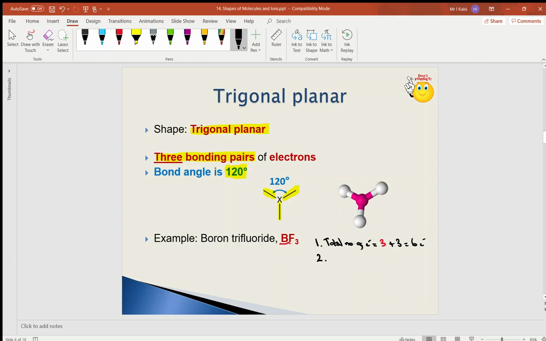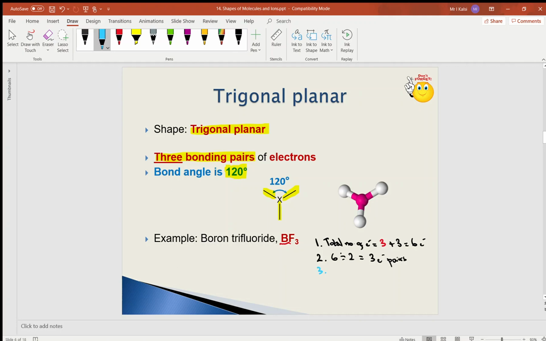The second step was to take that number 6 and divide it by 2 to work out the number of electron pairs. So that's 3 electron pairs. Now, what we need to work out is how many of these 3 electron pairs are bonding pairs and how many are lone pairs? Or are they all bonding pairs? The only way we will know that is to work out if we've got any lone pairs.